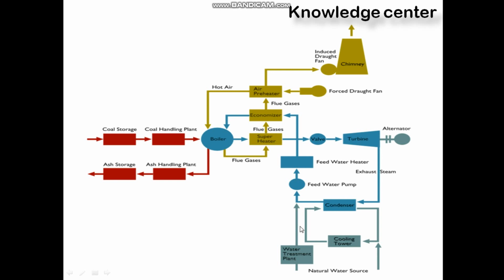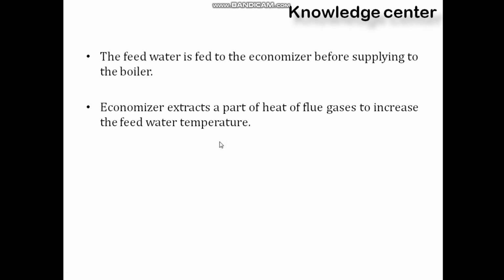Now we need to understand the use of this. Instead of giving normal water to the boiler, if I give hot water to the boiler, the fuel used will be reduced. In other words, the efficiency is increased. So the feed water is fed to the economizer before supplying it to the boiler. The economizer extracts the heat from the flue gases to increase the temperature of the water, and that's how it helps to reduce the usage of fuel in a boiler.